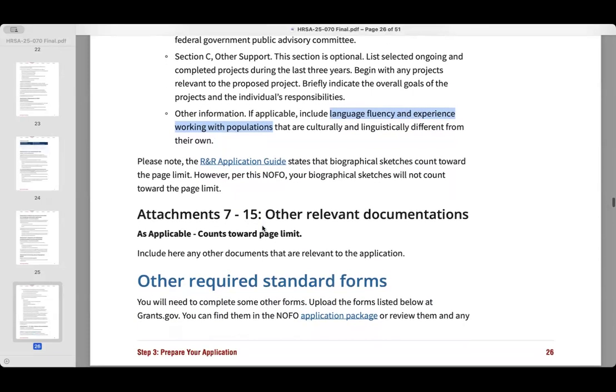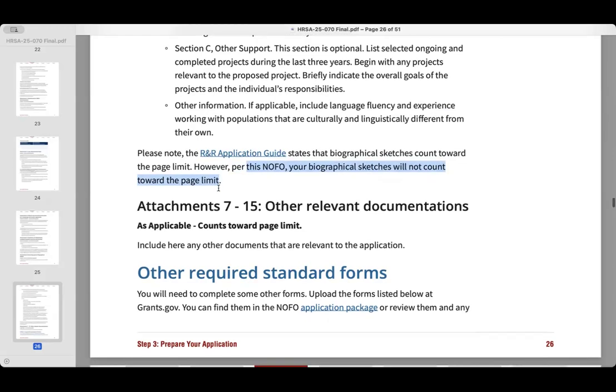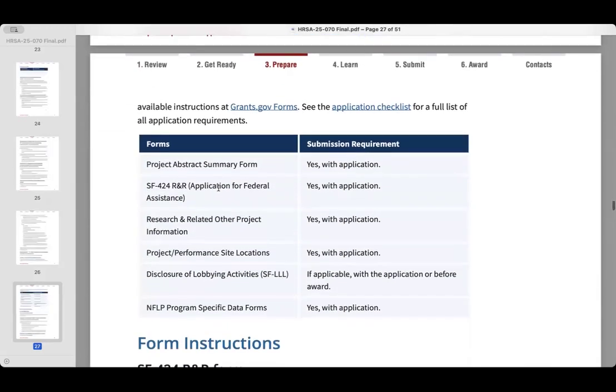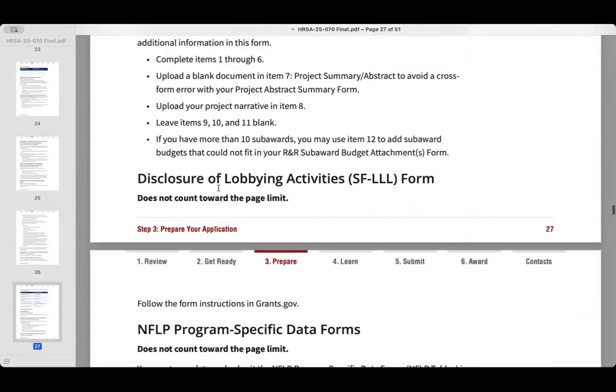All right. Now, this is a fun, we'll say, divergence. So another document states that in general, opportunities will count the biographical sketches towards the page limit. This specific opportunity doesn't do that. All right, and the rest are standardized forms that are included in most federal funding applications. All right.